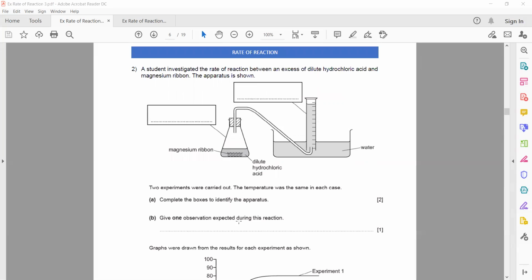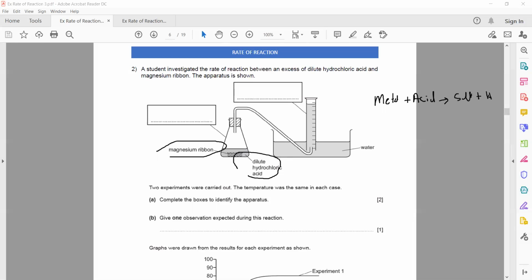Give one observation expected during this reaction. Acid is reacting with metal. So what is the observation when acid reacts with metal? When acid reacts with metal, the result is salt and hydrogen. So what will be the observation when this hydrogen gas is given off?